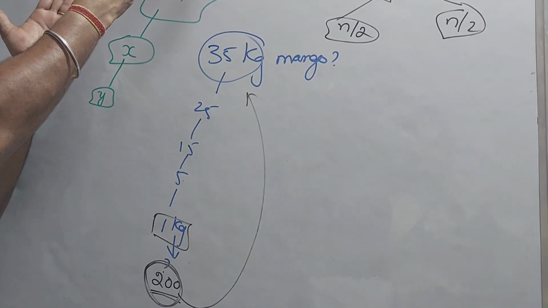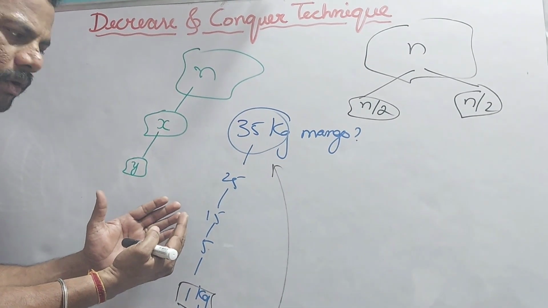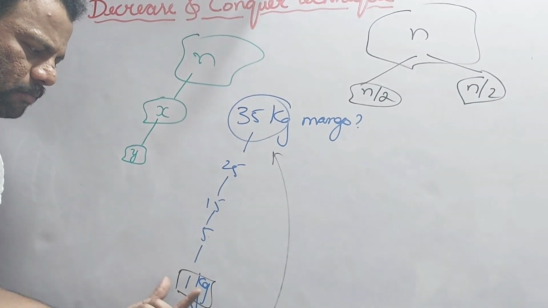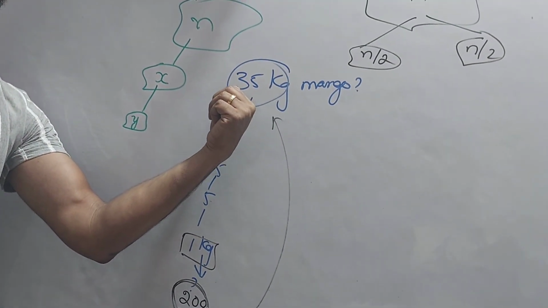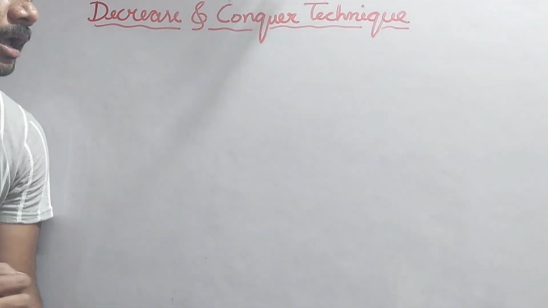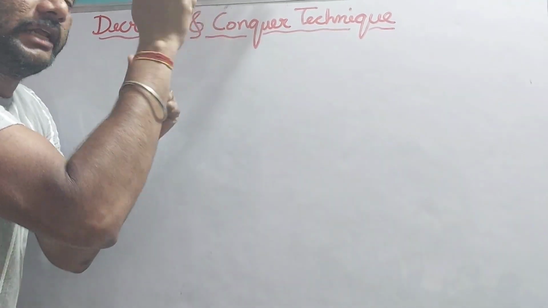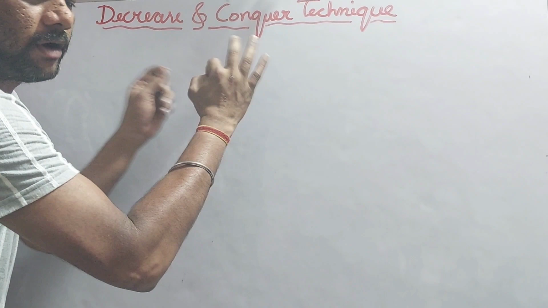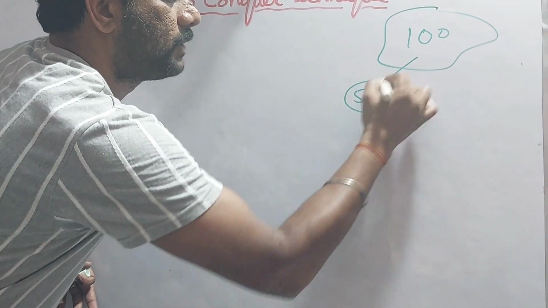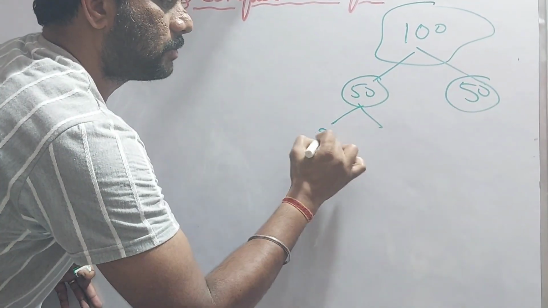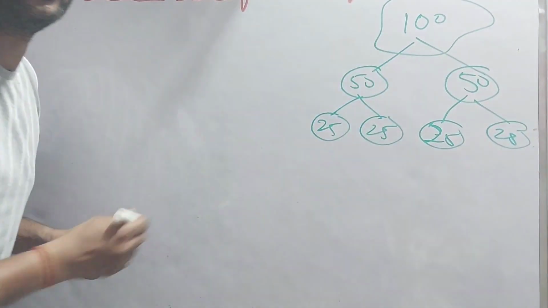So in decrease and conquer, we reduce the problem size into a smaller instance of the problem. Once we get the solution for the smaller instance, from that solution we exploit the solution of the overall problem. Now the question is, how much do we need to reduce the problem size? Assume the problem size is 100. In divide and conquer, it is fixed. Every time I divide into half: problem size 100 becomes 50, 50, then 25, 25. Like that I divide every time, so there is no question of how much.